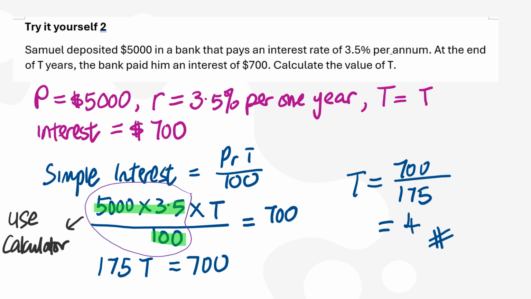So supposing the question is to find the unknown, the interest rate R is unknown, the way to do it is the same. Just substitute the values for P and T, and then just leave R as R over 100 equals whatever interest is given to you. Do it with the same method as what I've shown here, and you should be able to calculate the value of the unknown.